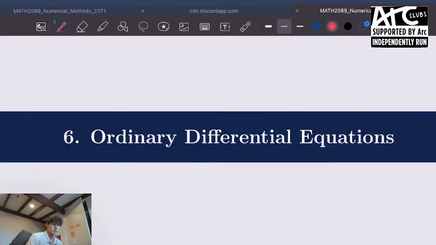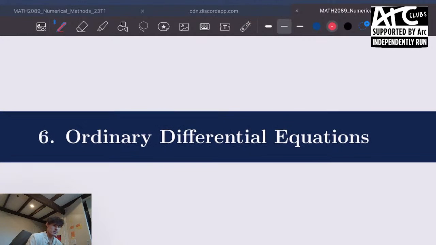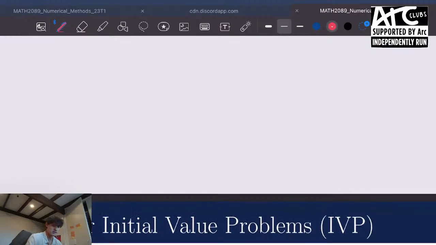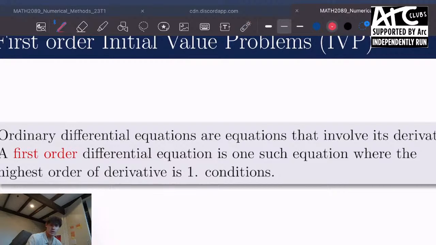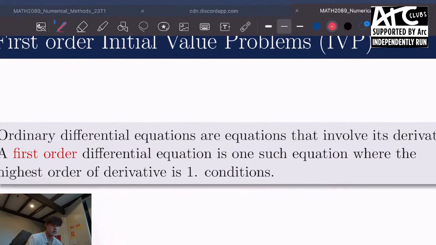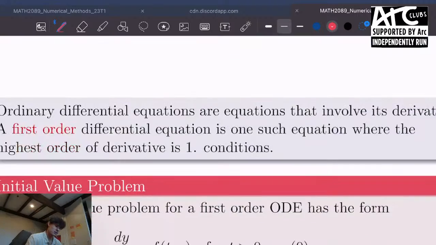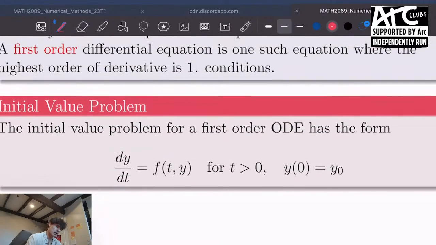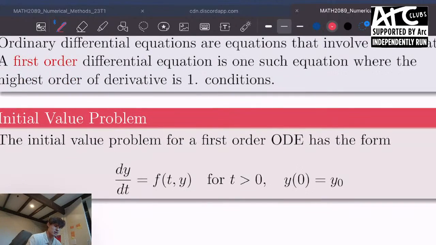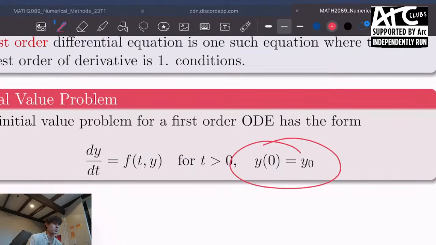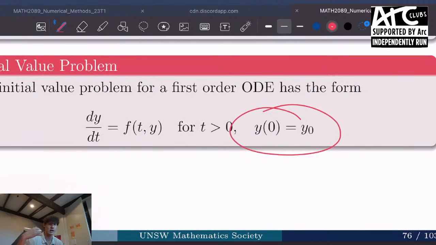Now we're going to be moving on to ordinary differential equations, and these are the numerical methods used to solve ODEs. First of all, just a reminder from first year that an ordinary differential equation is an equation that involves a function and its derivative. First order means that the highest order is 1. What we have is an initial value problem. An initial value problem is just an ODE with an initial value that allows us to solve it and evaluate all the constants, so that we get an actual function not involving arbitrary constants.